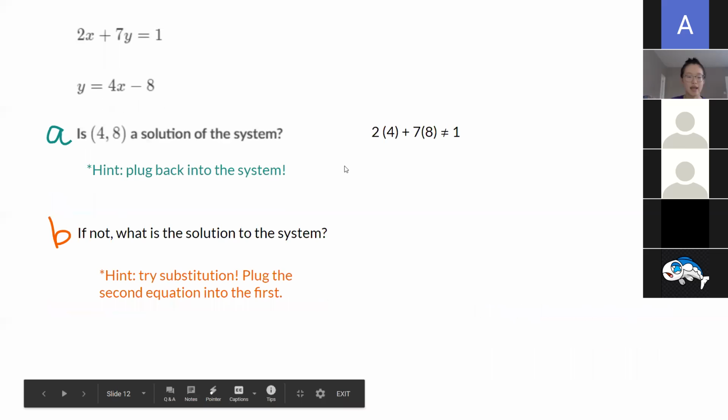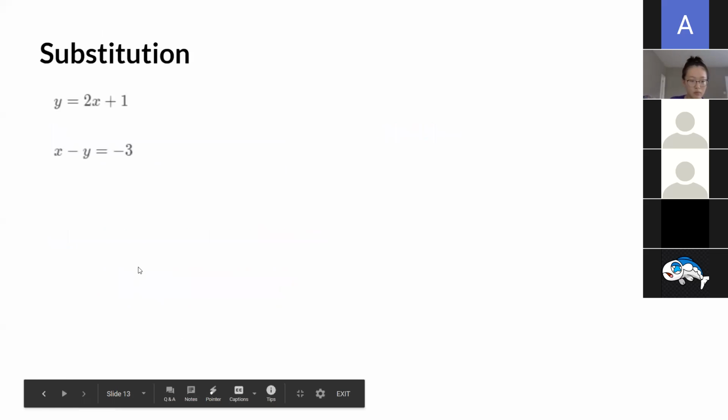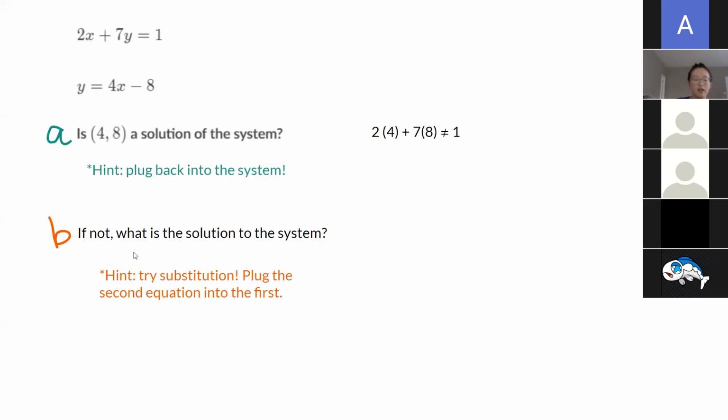So for this, let's just test out 4, 8 for part A, right? We would do 2 times 4, which is the x coordinate of the solution, plus 7 times 8, which does not equal 1. That's how you know right off the bat that it's not a solution. For part B, I don't have the solution written out, but you would just plug in 4x minus 8 as the y here. So it would be 2x plus 7 times 4x minus 8 equals 1.